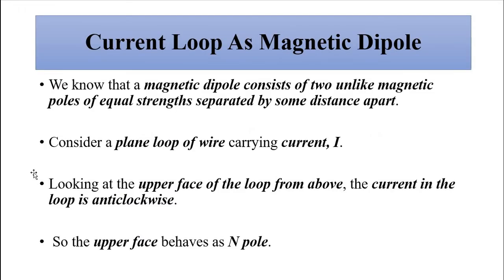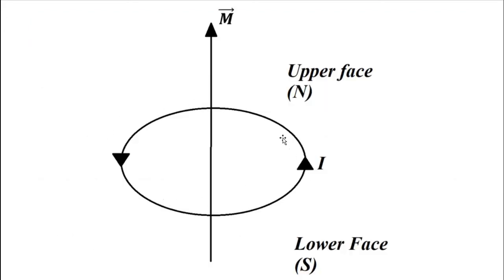So, current loop as a magnetic dipole. Okay, so this is where we are trying to link it with electrical machines. Now let us say we have a plain loop of wire, a circular loop, and current flows through it in a certain direction.